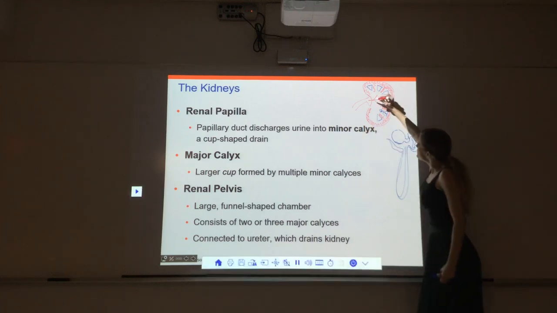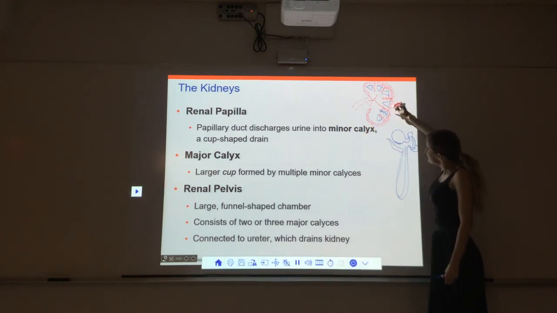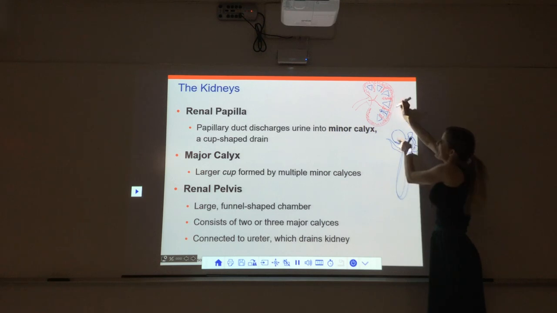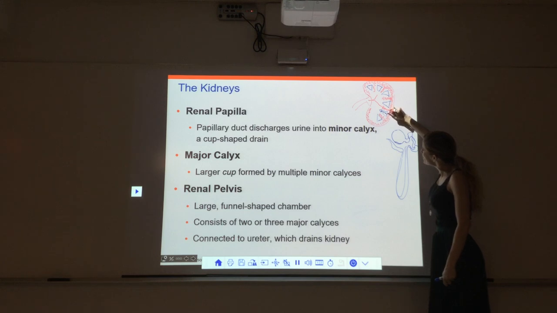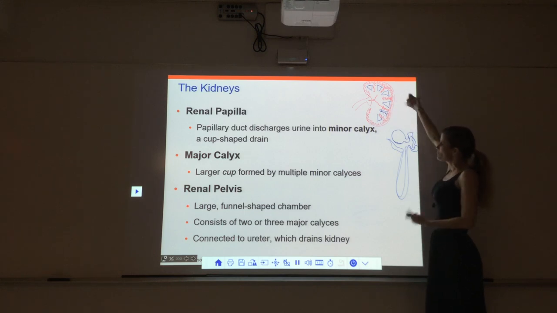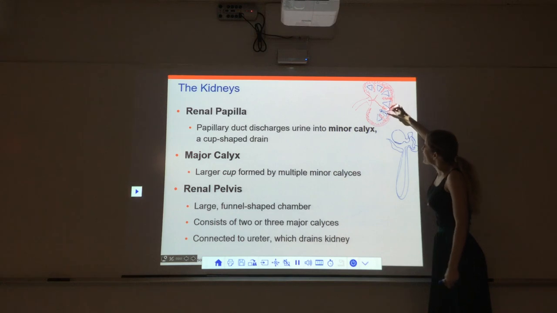So we said that the blood comes out here to the cortex, and out here in the cortex, this is where we have all of our nephrons. Right, so out here in the cortex, we've got our nephrons. This is where we actually filter the blood. After that, we produce urine, and the urine collects in these little collecting ducts.